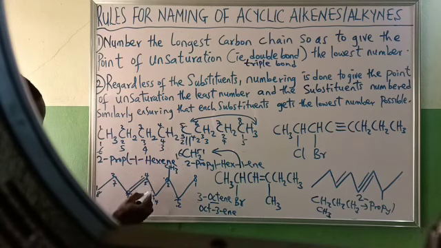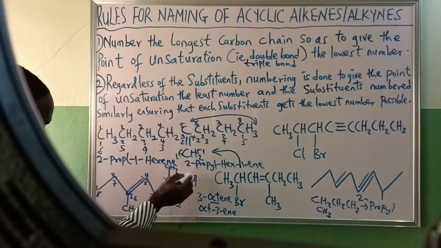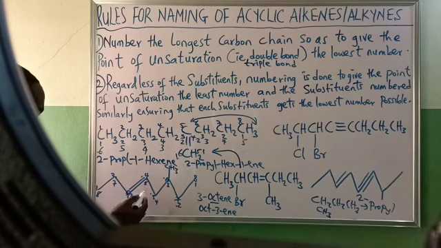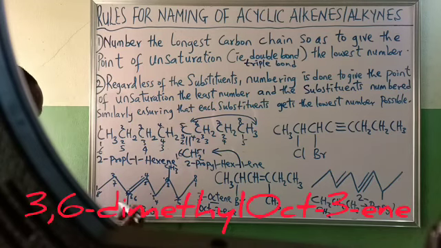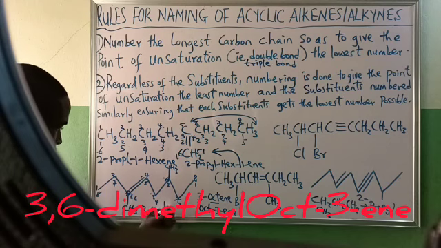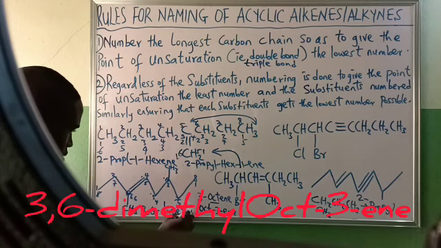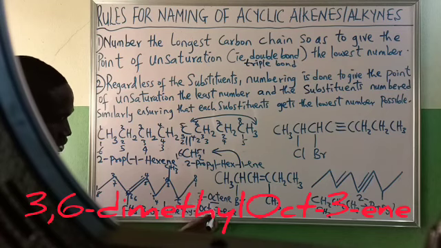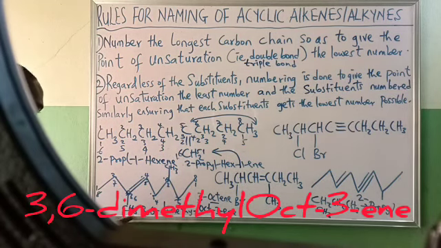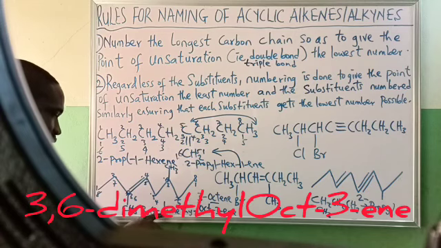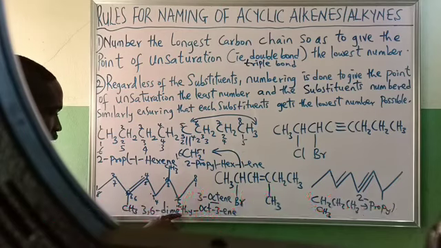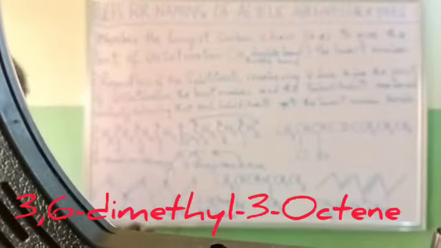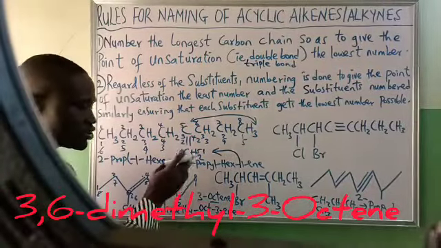Still with that direction, 1, 2, 3, 4, 5, 6, 7, 8. The substituent will be 3 and 6. That means I will have 3, 6. Since the substituents are the same, 3, 6-dimethyl, or 3-ene. 3, 6-dimethyl oct-3-ene. So we can have the name this way.